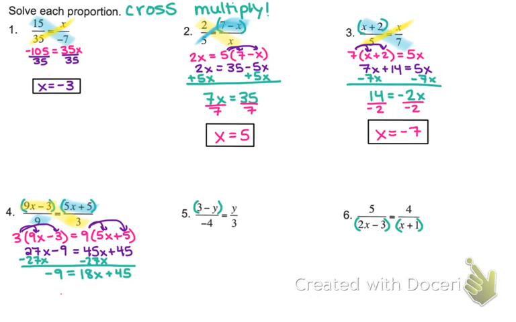So since I brought my letters to the right, I need to bring my numbers to the left, so subtract 45 from both sides, leaving me negative 54 equals 18x. Final step, divide both sides by 18, and my solution is negative 3.